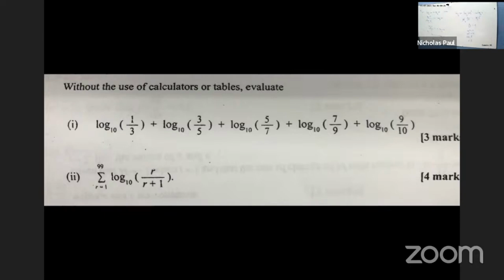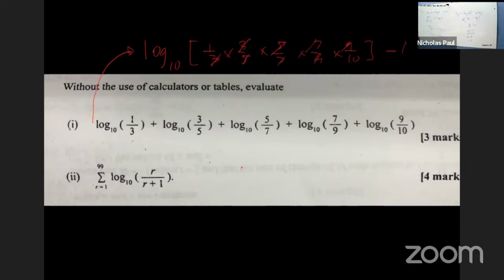Right, so part 1 is supposed to be easy. So the first part is simple, right? Because it's 1/3 by 3/5 by 5/7 by 7/9 by 9/10, right? And we learned before only the smallest and the largest will remain. That's log to the base 10 of 1/10, which is minus 1.